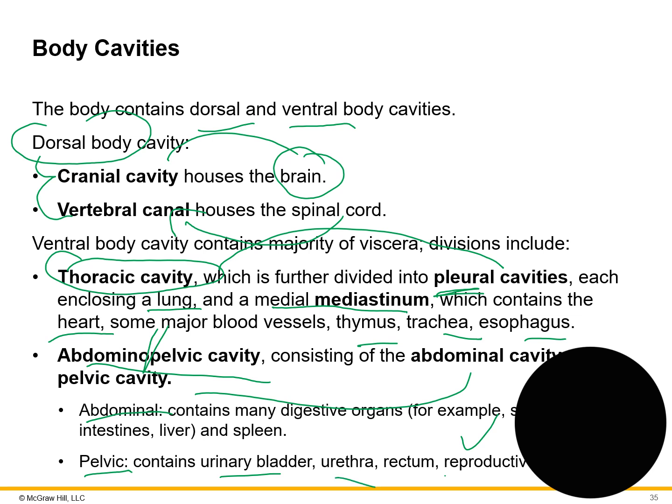The main cavities are what? Dorsal and ventral cavities. So two main cavities. The dorsal cavity again, what? Divided into 1 and 2. This one mainly only one thing, a brain. Then the vertebral cavity divided into 1, 2.